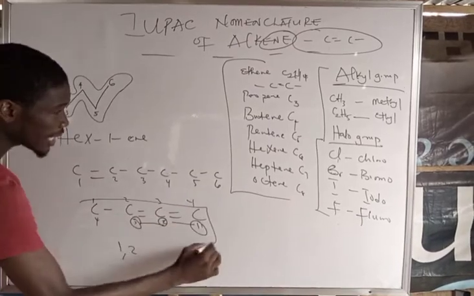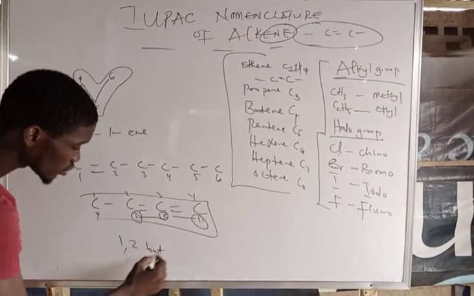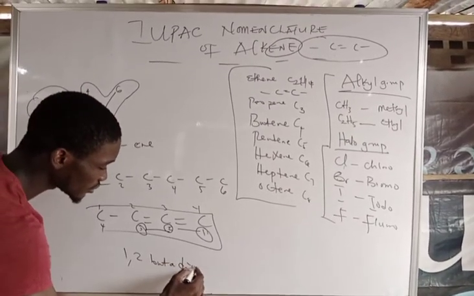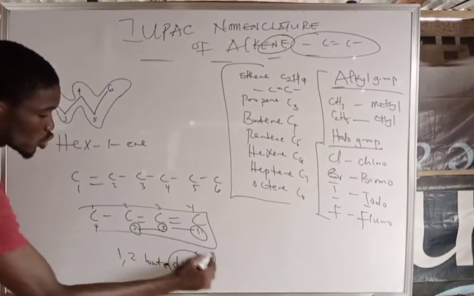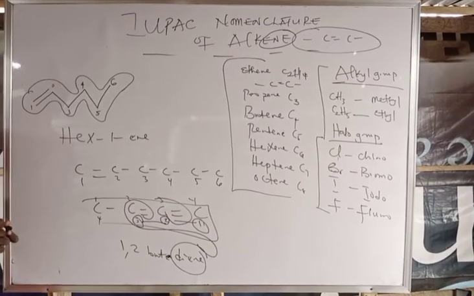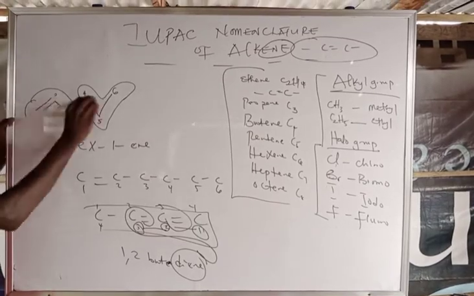These 4 carbon atoms are what? Butene. So we call it 1,2-butadiene. We call it butadiene because of the 2 double bonds we have here. So now let's name the compound with the attached substituents.